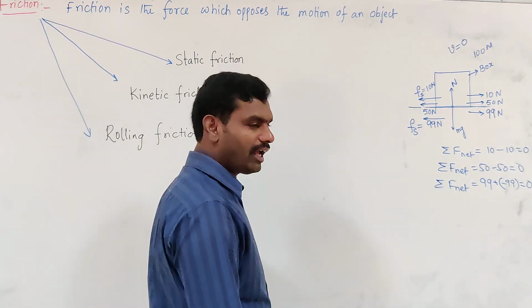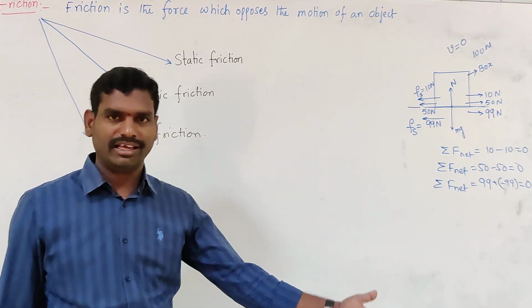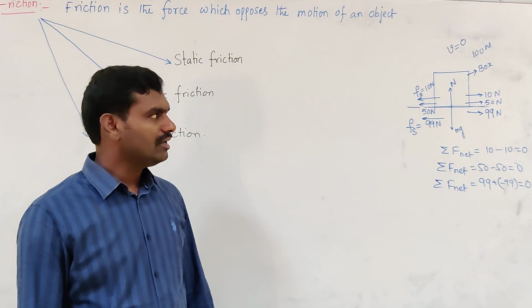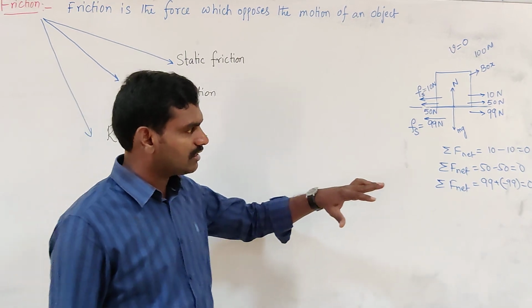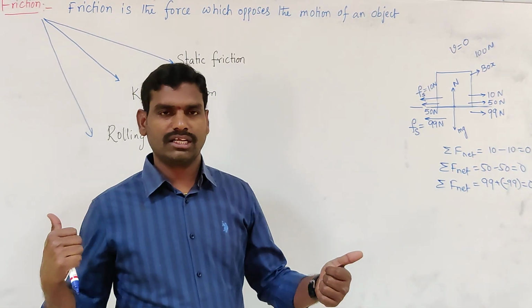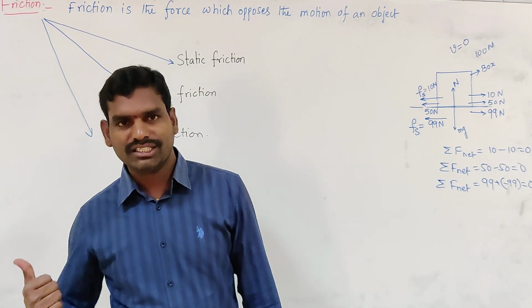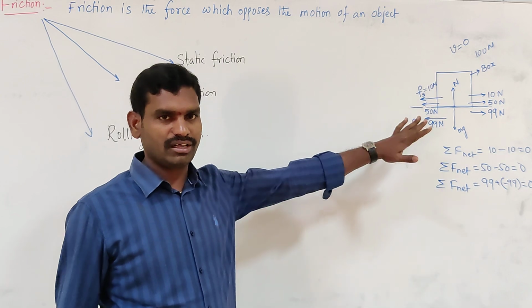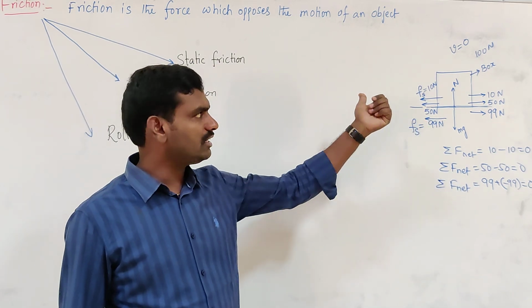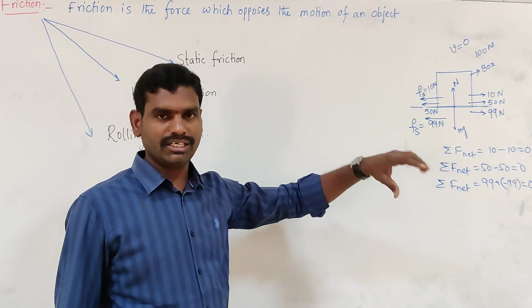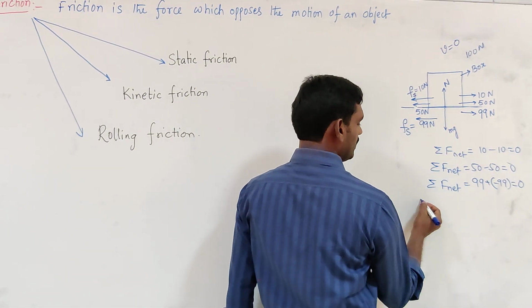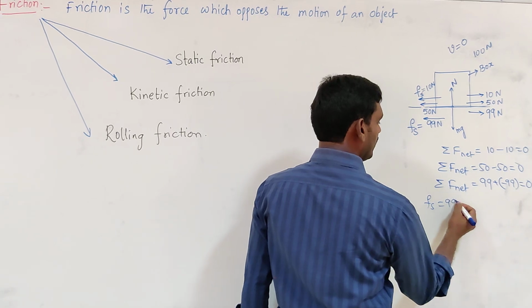If I apply 99.999 newtons of force, again the body will be at rest. That means the opposing force is also acting, equal and opposite. What is the force opposing the motion here? Frictional force. What friction is that? Static friction, because the body is still at rest. So in this case, static friction is 99.999 newtons.